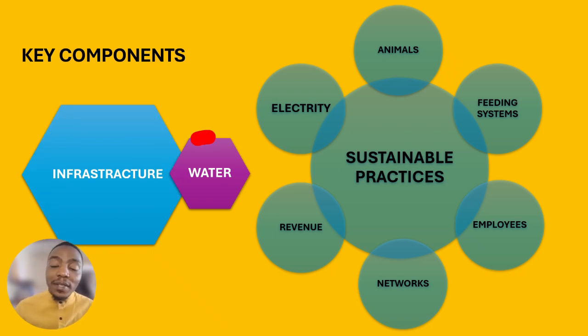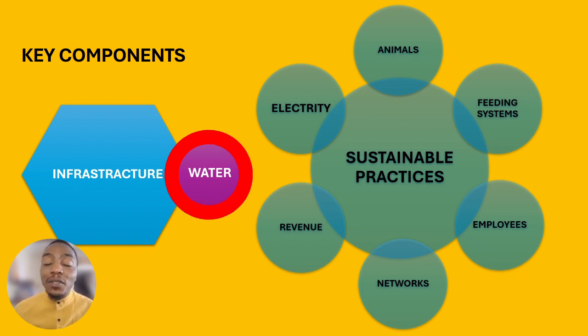Next up we have the water, which can also be considered as the lifeline to the farm because it covers the water sources, the irrigation, and basically the distribution of water to different parts of the land. That includes the crops and the animals.